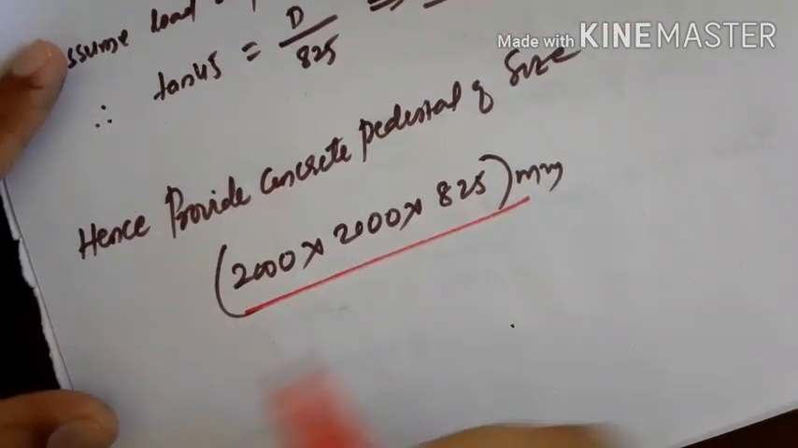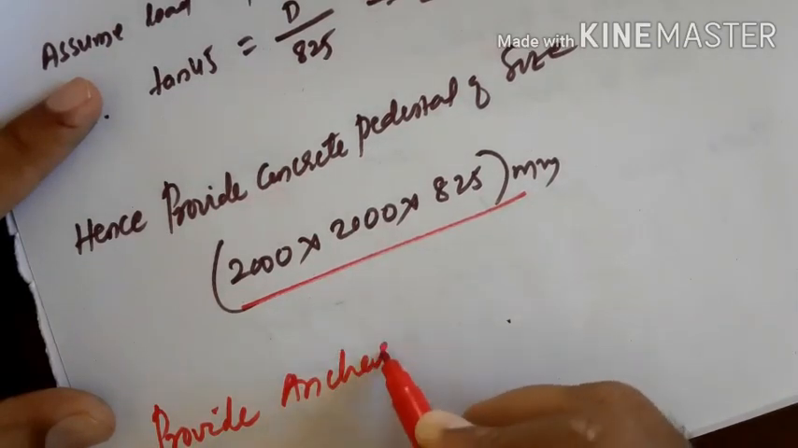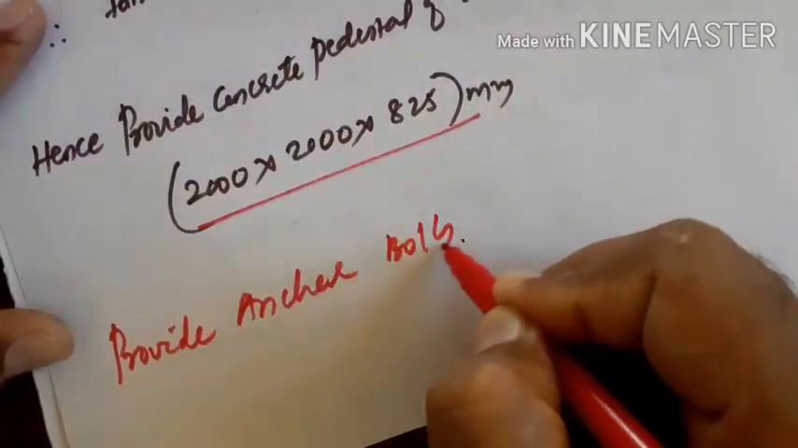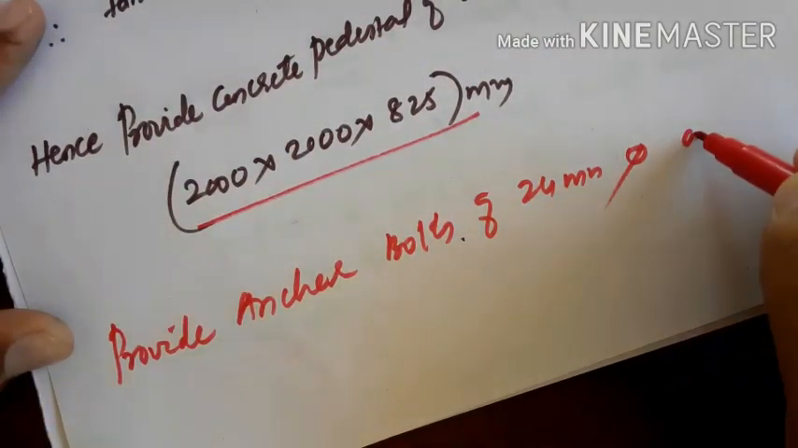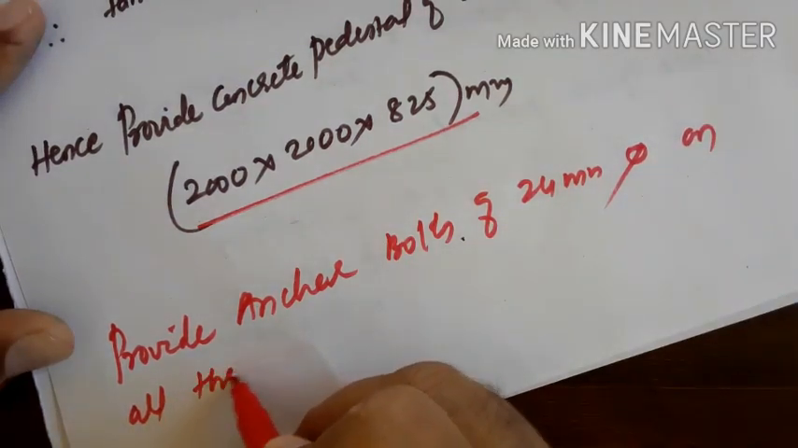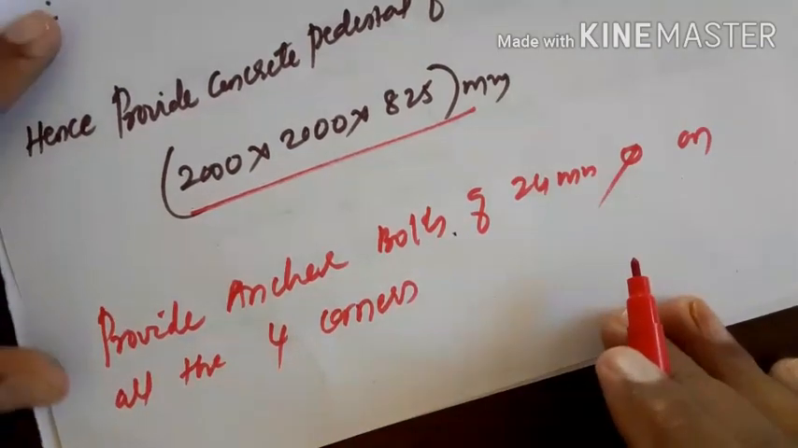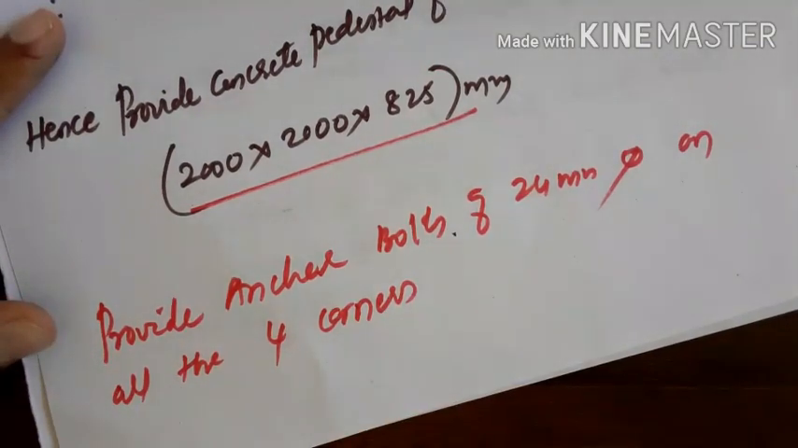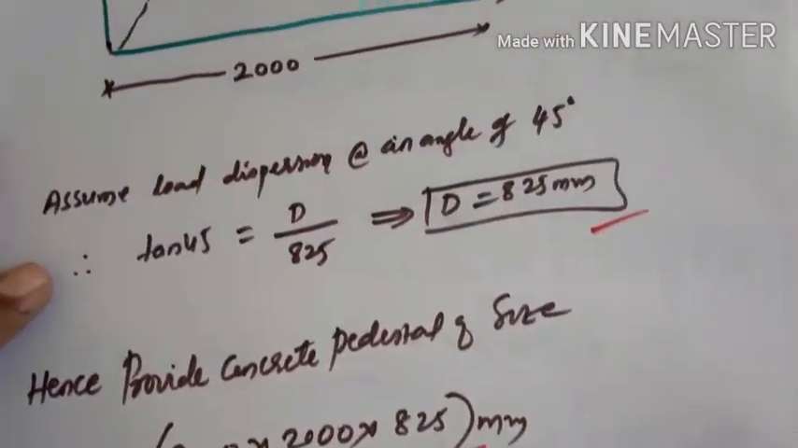And at last you have to provide anchor bolts. Provide anchor bolts of 24 mm diameter on all the four corners. You have to write, provide anchor bolts of 24 mm diameter on all the four corners. So this ends the design.